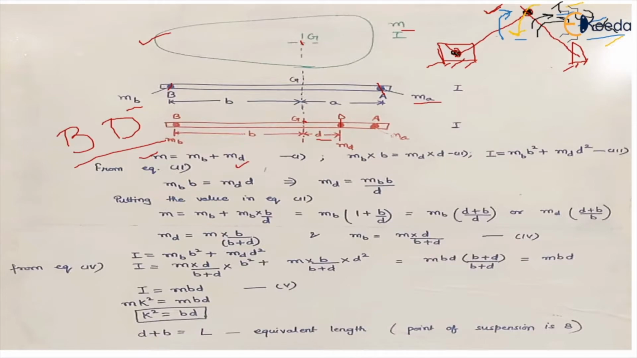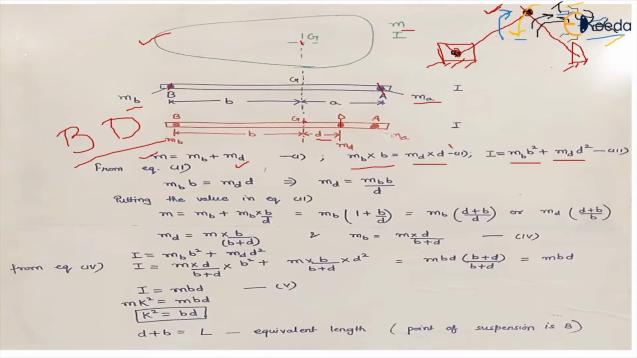The moments about the centroid should be the same for both the masses, or you can say the sum of the moments should be 0. So it is mb into b is equal to md into d. And the third, which is the moment of inertia, should be the same for both the systems. So it becomes I is equal to mb into b square plus md into d square. So these are the three equations which should be satisfied to create a dynamically equivalent system. And we say that yes, b and d are satisfying all these three equations.